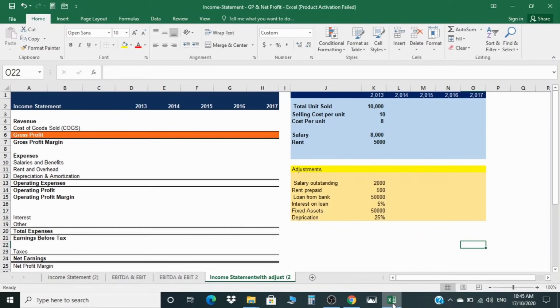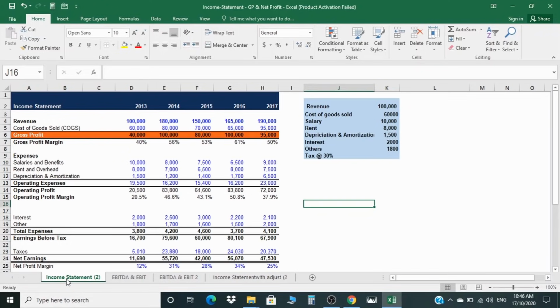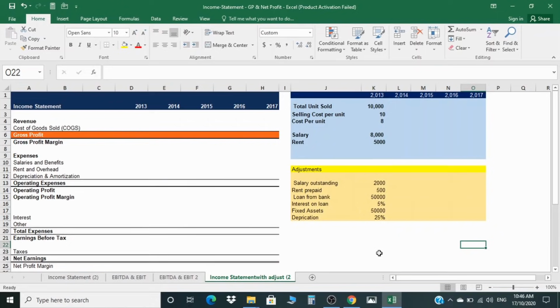Today I'm going to make an income statement with the adjustments. So here you will learn about the outstanding salary, prepaid rent, and how we calculate interest on loan and how we calculate depreciation as well. Before, I just gave you the simple terms like how much you have your revenue and cost of goods sold, but now we are going to calculate everything. So it's a good one to understand and learn all about the income statement.